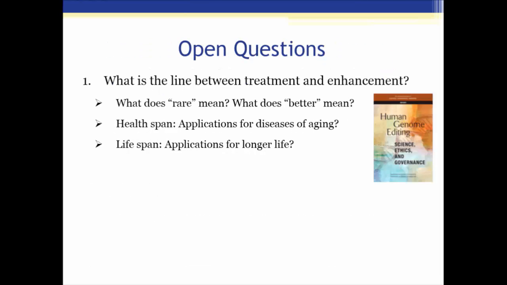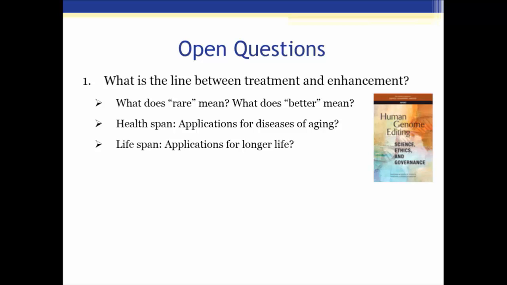So, to conclude, the open questions we have here are fairly interesting. First is, what is the line between treatment and enhancement? This line over the years, of course, has been fluid and will continue to be fluid as we get closer to putting these therapies into the germline. We will have to understand and better define what we mean by rare. Other words in the report, what does better mean? What does enhancement mean? For me, I study health span, lifespan, and aging research, so this has profound consequences for our aging selves at the end of life.